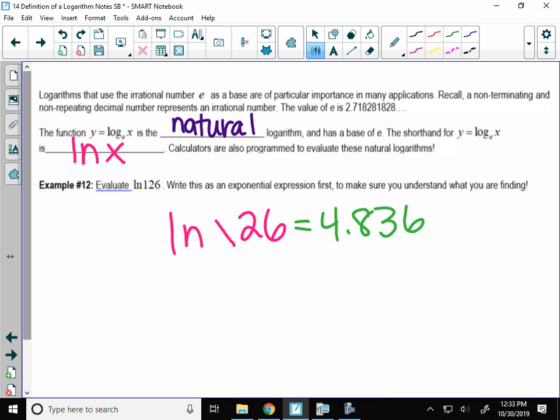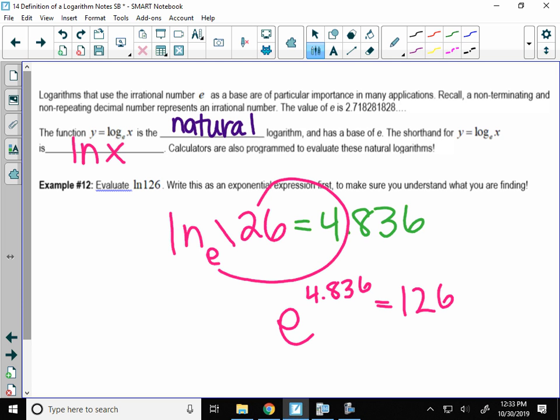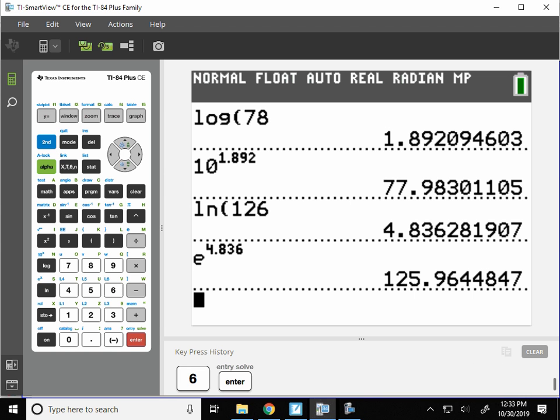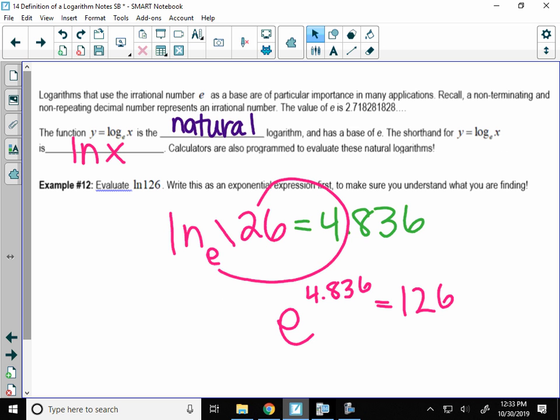All right, now, again, let me just review with you. What does that mean? Well, what's the base of the natural log? e. So if we wrote that as an exponential, e to the 4.836 power, I should get roughly 126, right? So let's see. What's e to the 4.836? It worked out, right? So that's what your calculator is doing when you type it in. It is looking for the exponent that you're raising the base to. Your calculator just does it real fast, but it's saying, okay, e to what power gives me 126.